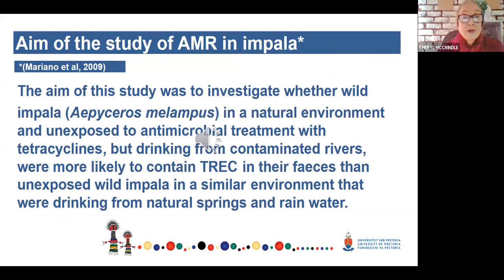The aim of the study was to investigate whether Aepyceros melampus, that's the old-fashioned Latin name, in a natural environment which were unexposed to antimicrobial treatment with tetracyclines, but drinking from contaminated rivers, were more likely to contain Trich in their feces than unexposed wild impala in a similar environment who are actually getting their water out of springs and natural rainwater.